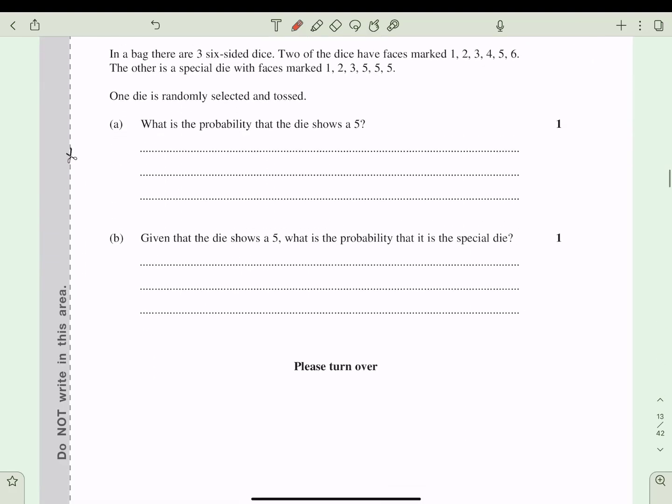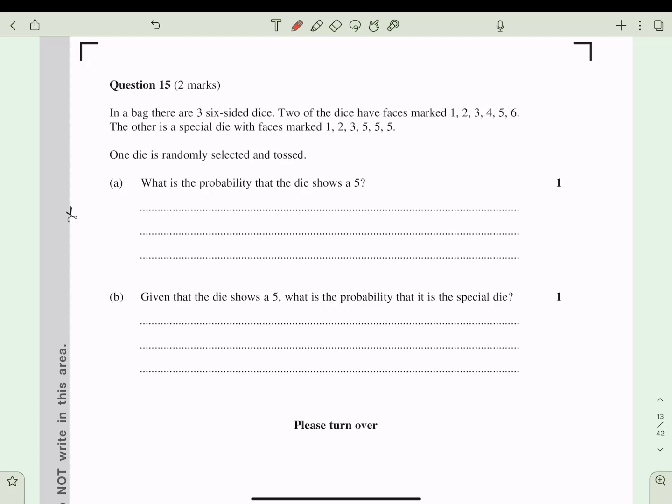Moving on, question 15. We have a bag that has 3 six-sided dice. 2 of the dice are normal dice, so 1, 2, 3, 4, 5, 6, pretty straightforward. The last die, the third one, is a special die that has 1, 2, 3, 5, 5, 5. Now from the bag, one die is selected and tossed. What is the probability that the die shows a 5?